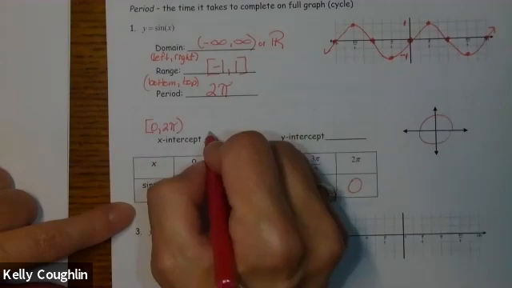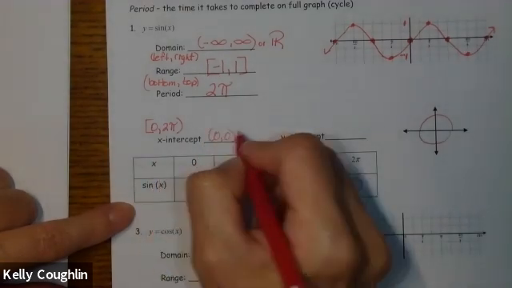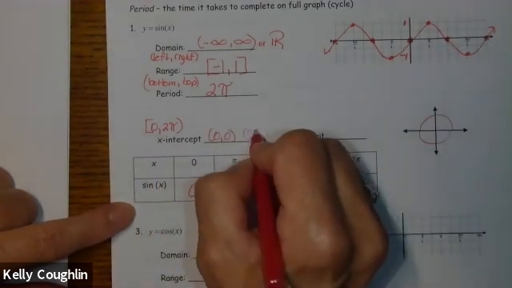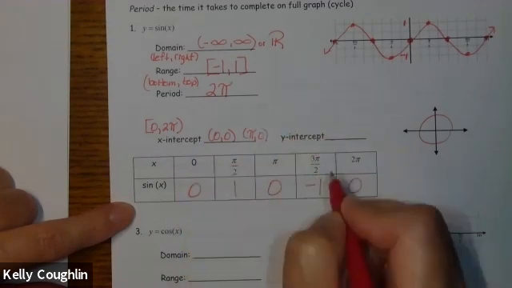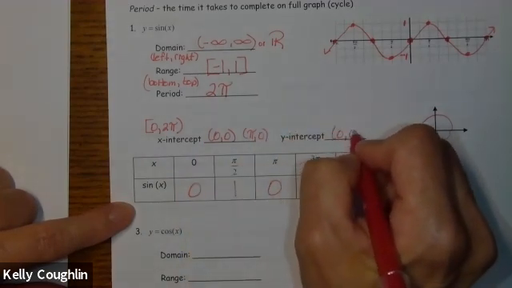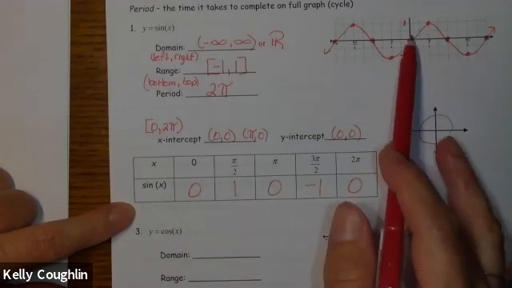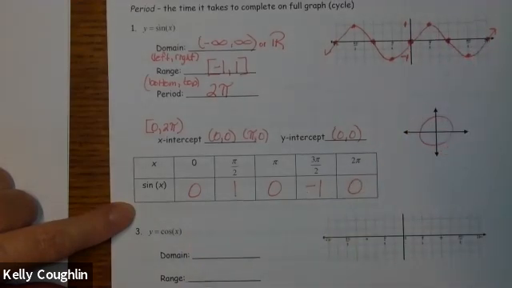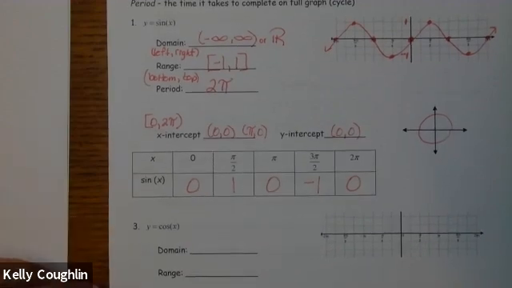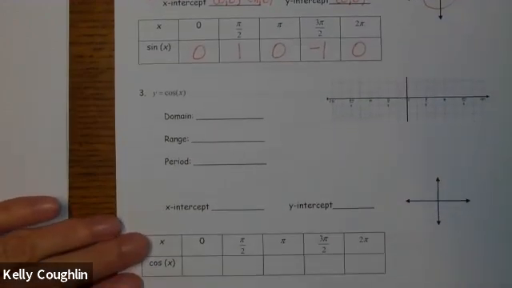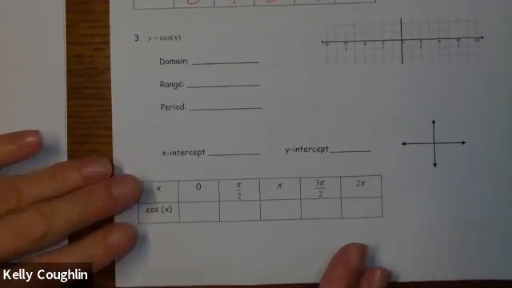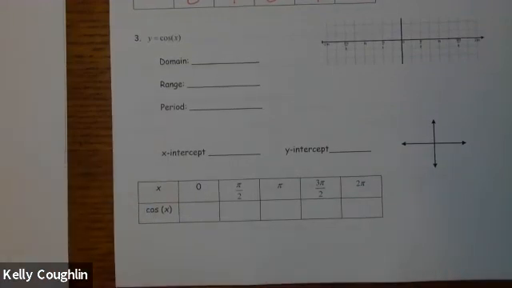So the x-intercepts, 0, 0. We have another one here, pi, 0, right? And the y-intercept is 0, 0. Right? Does that make sense? If you need to, go back and look at this again and think about where these numbers came from and how we got them onto the wave, the sine wave. Okay, cosine is going to be exactly the same idea. We just have to figure out what numbers cosine has.